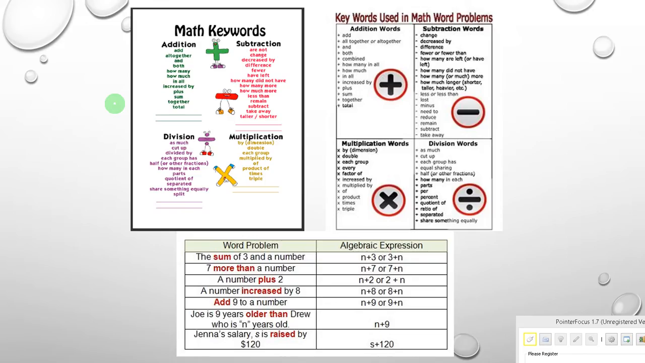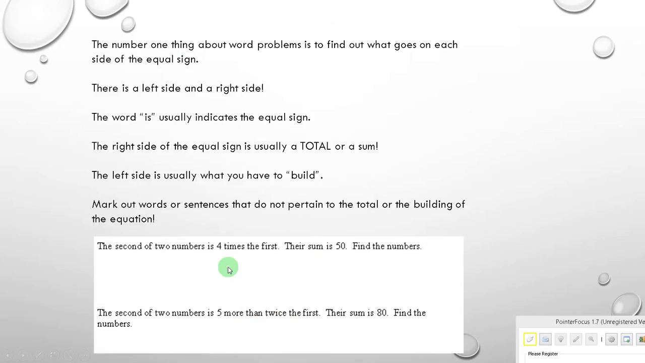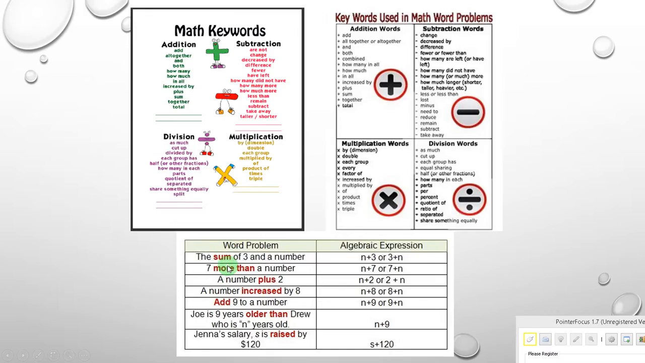The sum of 3 and a number. Sum. Whenever you see the word sum, what does that mean? That means you're going to add. Whenever you see the word more than, that means you're going to add. Whenever you see plus, that means you're going to add. Increase, that means you're going to add. Add, older than. All these key words in red equal plus. Raised, plus. And you see those right here. Add, altogether, and, both, how many, how much, in all, increase by, plus, sum, together, total.